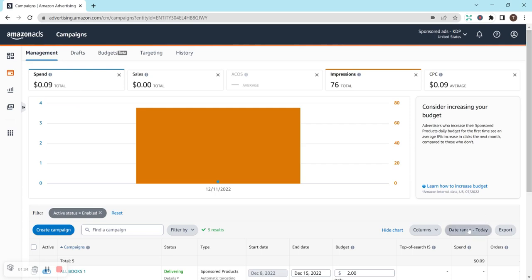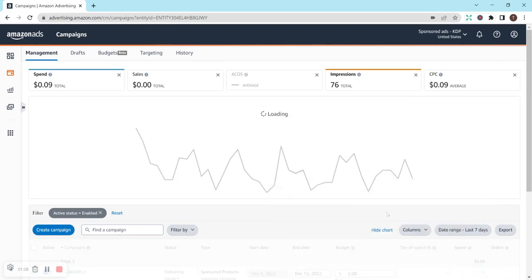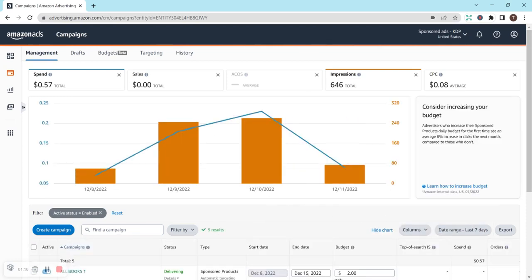So I'm going to change the date range to the previous 7 days. That's because I want to show all of the data, and I've been running this ad for, this is day 4. Looking at the first day, I spent 7 cents with 61 impressions. Next day, 247 impressions, 18 cents. Third day, 262 impressions, 23 cents. And today so far, 76 impressions and 9 cents.